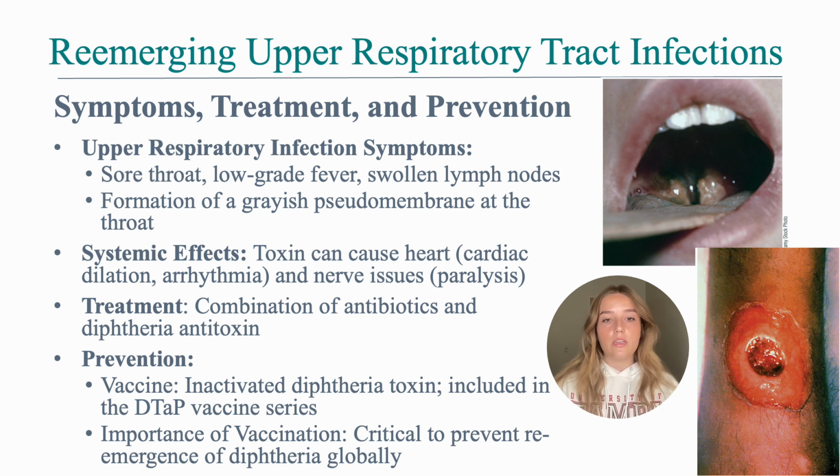The treatment is a combination of antibiotics and diphtheria antitoxin. The best way to prevent this is through the vaccine, which is inactivated diphtheria toxin included in the DTaP vaccine series. The importance of this vaccination is that it's critical to prevent reemergence of diphtheria globally.